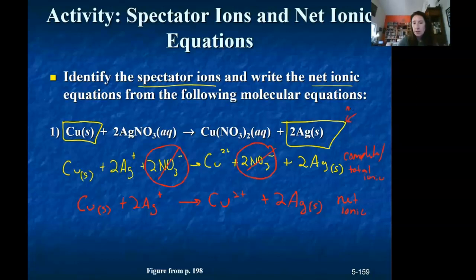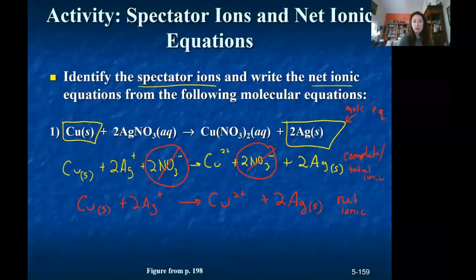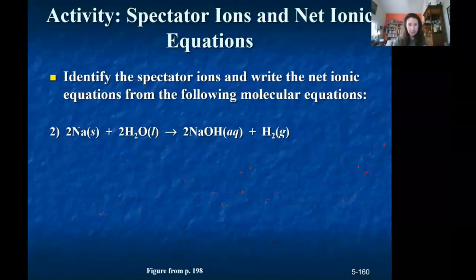And this is molecular. Now the spectator ions, that's supposed to be AQ. Our spectator ions, those are the ones we crossed out. That's our spectator ions. So NO3 minus, that's our spectator. All right, so we're gonna do another one of these.